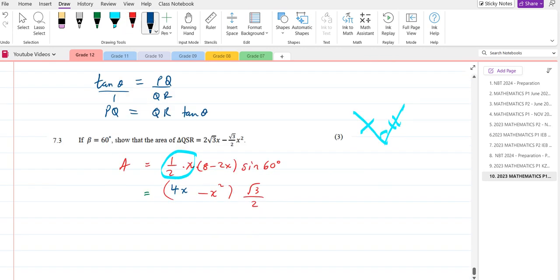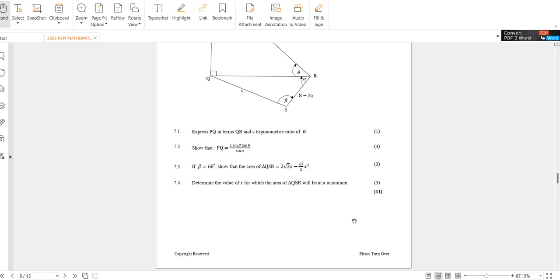Now root 3 over 2 times 4. Half of 4 is 2, so we get 2 root 3 x, and minus root 3 over 2 x squared. We're distributing this in the two terms. So I hope you guys understood that. Moving on to the next problem, which is 7.4.